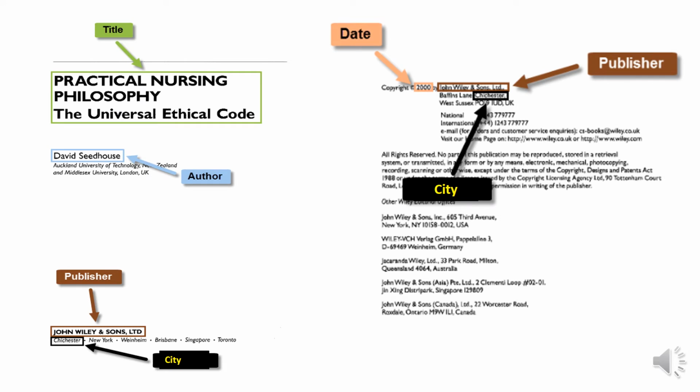So this is our sample book that we're using. As you can see, the title is stated there. You've got your author, your publisher, your city, and then on the Verso page is where we found the date, the publisher again, and the city again. So I want you to give that a go and make sure you type in all of those areas in the boxes that appear in your reference tool.